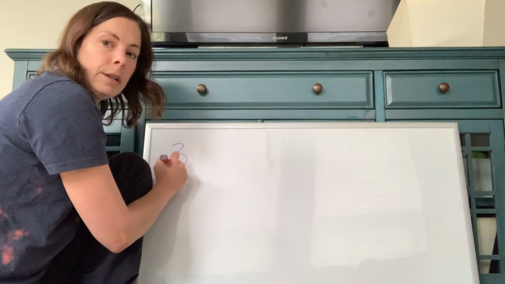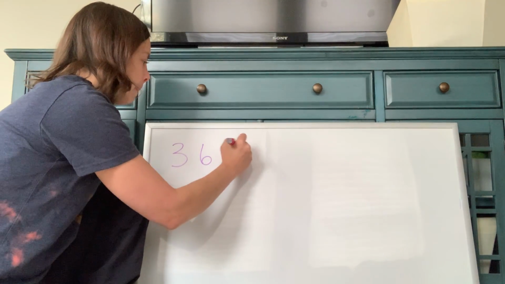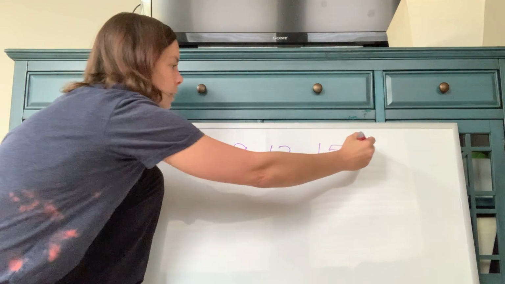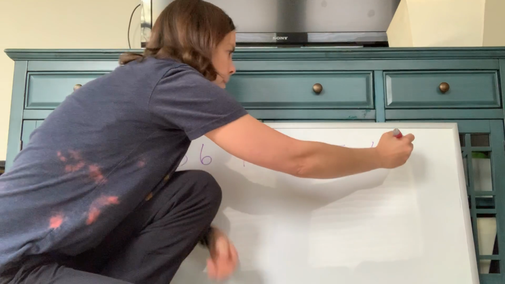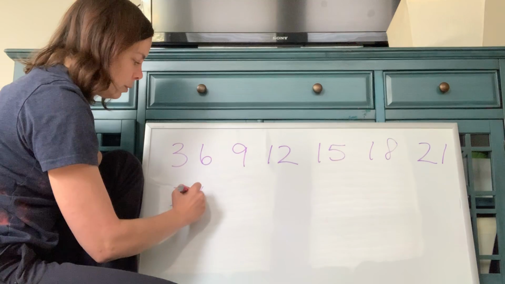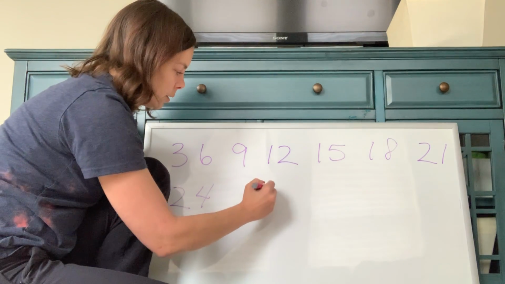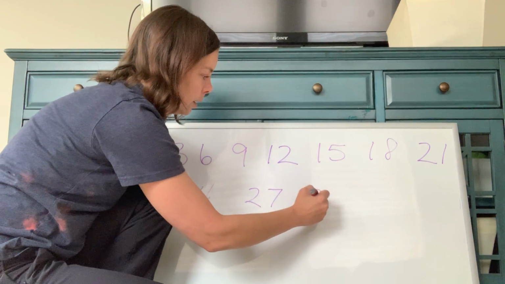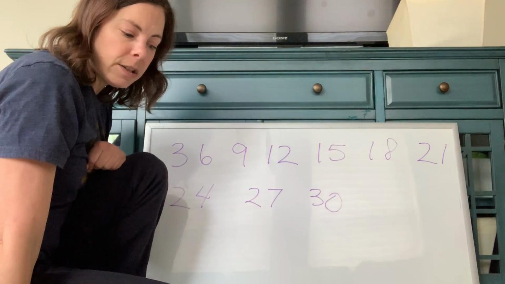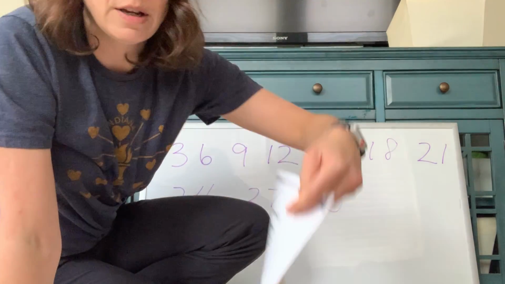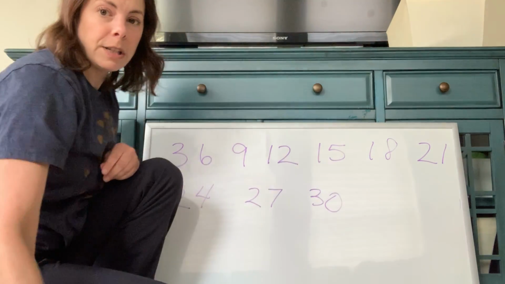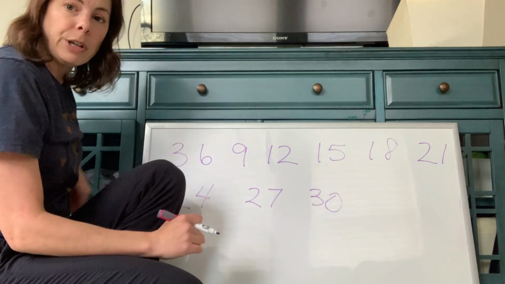So 3, 6, 9, 12, 15, 18, 21, let's keep going a little longer, 24, 27, 30, that's probably good enough. So now let's look at the chart on your thinking cap. We're going to circle the ones that come up when we count by 3s.